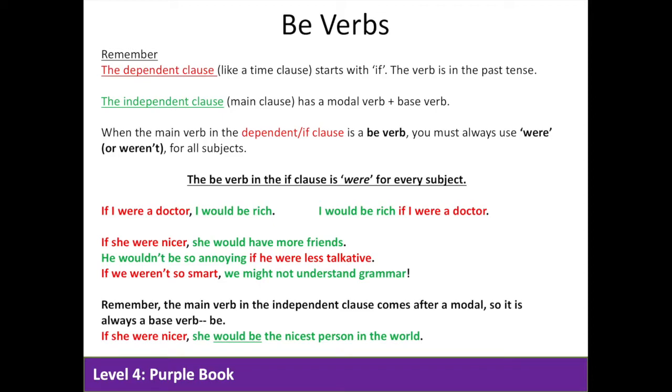You must also remember that the main verb in the independent clause comes after a modal, so it's always a base verb, or be. For example, if she were nicer, she would be the nicest person in the world.